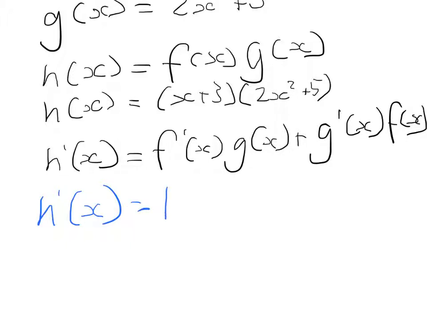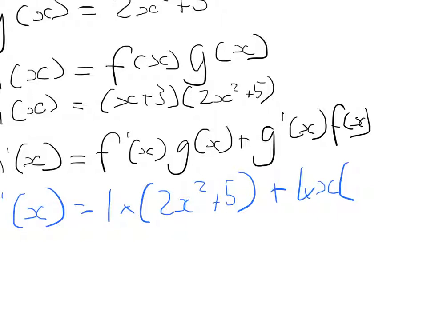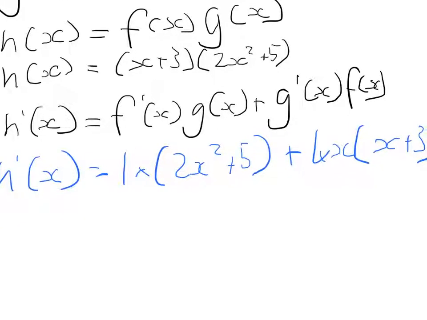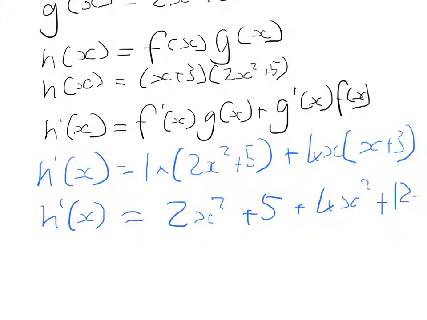Well, x plus 3 is just going to be 1 times g of x, 2x squared plus 5, plus, now g dash of x, so that's 4x times f of x, x plus 3. All right, now we just simplify that, and so we get h dash of x equals 2x squared plus 5 plus 4x squared plus 12x, which equals 6x squared plus 12x plus 5.